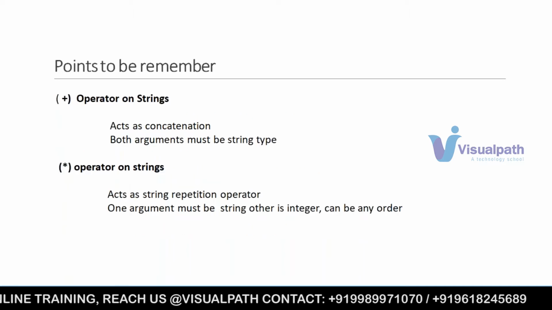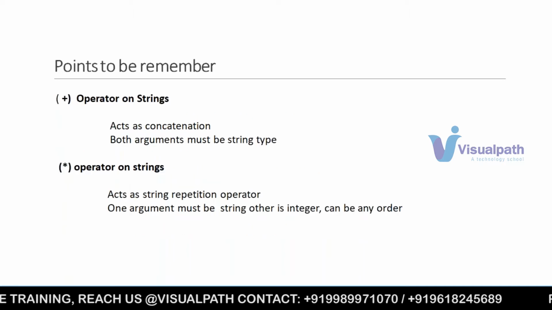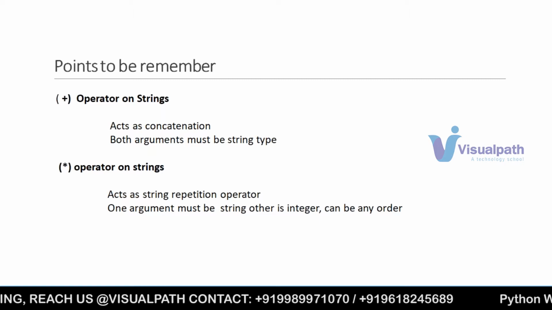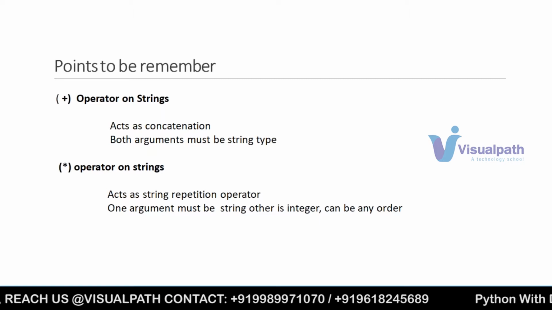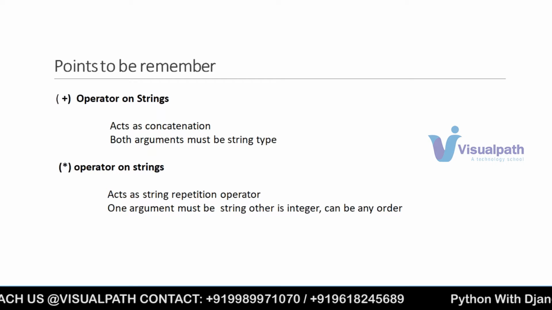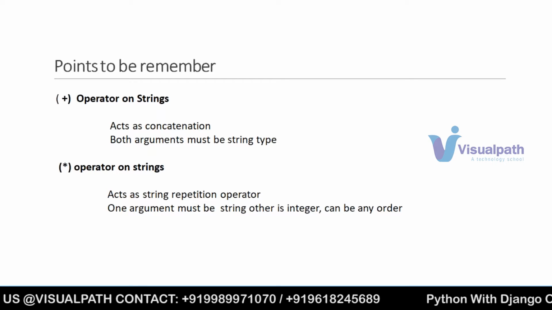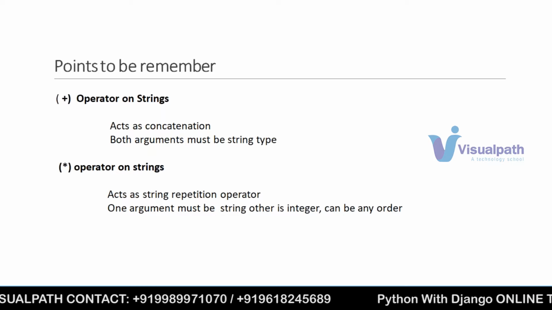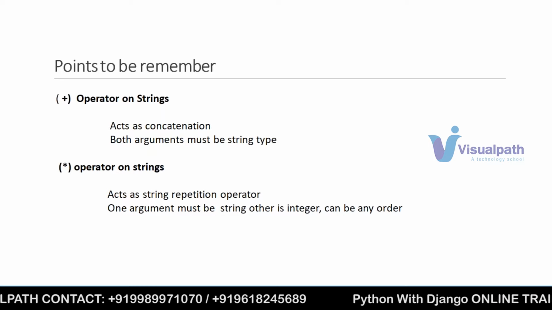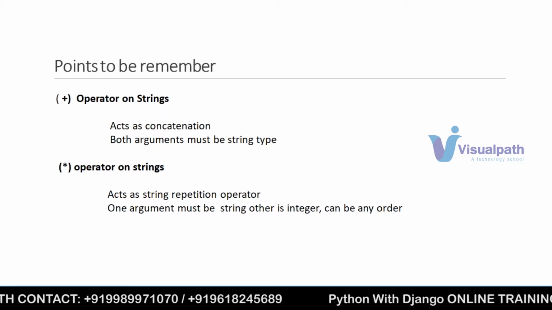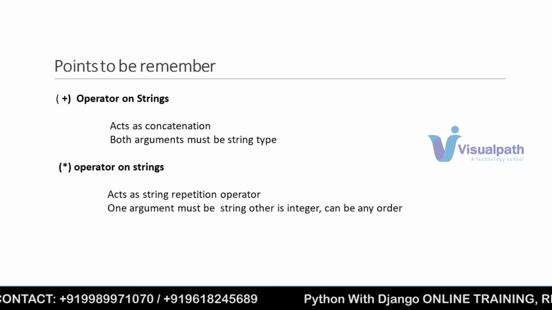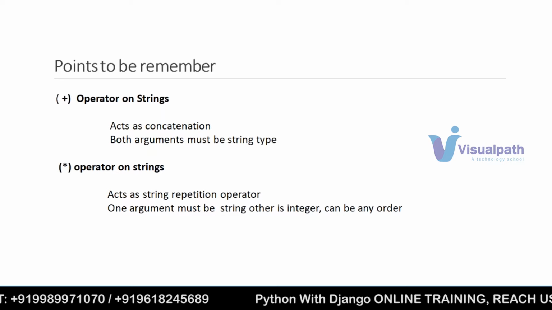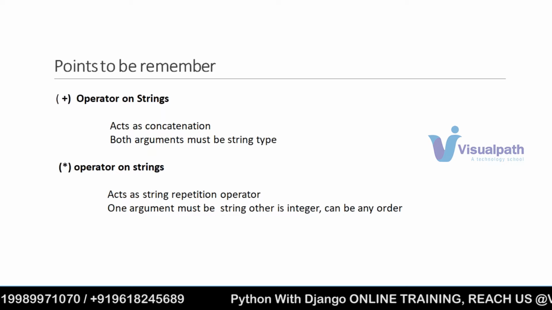This is something important: arithmetic operators on strings. When we use the plus operator between two numbers, it will add. Whereas if you use the plus operator on strings, it will concatenate. Both the arguments must be of string type. Note down. I'll show you.